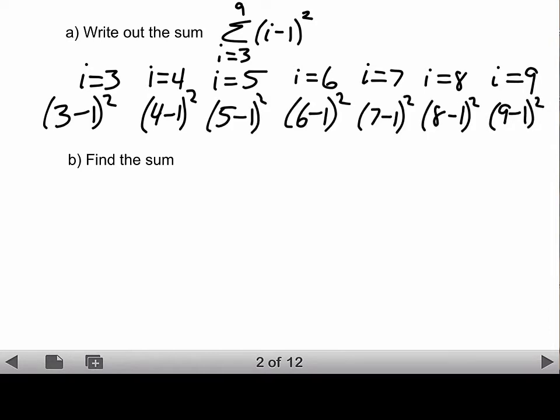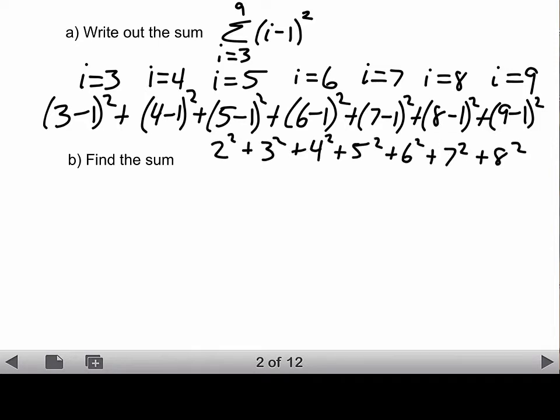If this feels like writing out the terms of a sequence, it is a lot like that, but there's one difference. This is a sum. That's what the sigma notation means. So between each of these terms, 3 minus 1, the quantity squared, 4 minus 1, the quantity squared, we should put a plus sign. This is how we indicate that sigma notation is adding all this together. Doing some quick simplifying, we can rewrite this as, well, that's writing out the sum.